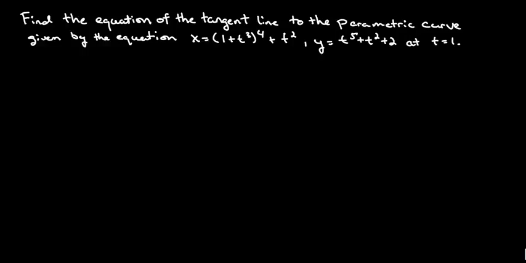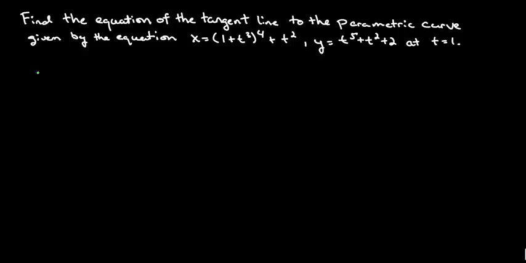So we're supposed to find the equation of the tangent line to the parametric curve given by x is equal to this expression right here and y is equal to this expression right here, and we need it at time t equals 1. We don't know what the curve looks like. We can graph it out, and I'll do that here at the end if we have time. But what I really am focusing on here is finding the derivative of y with respect to t, finding the derivative of x, the rate of change of x with respect to t, and then taking the ratio.